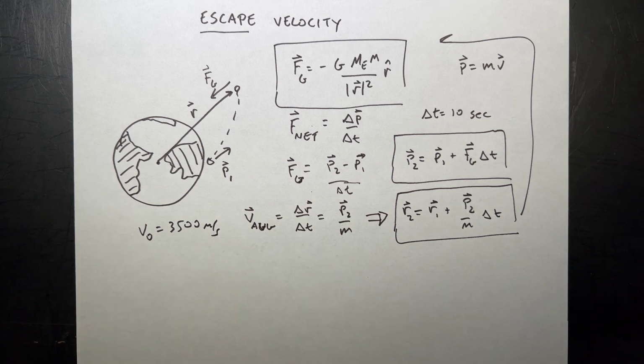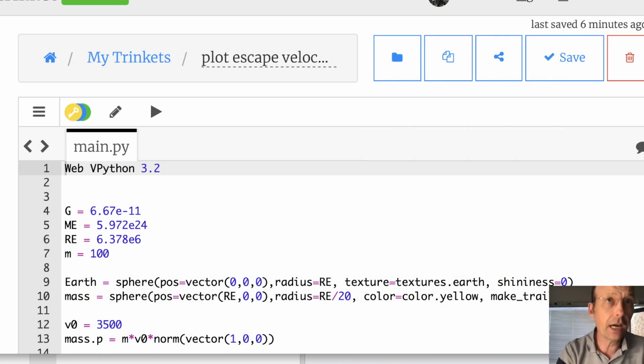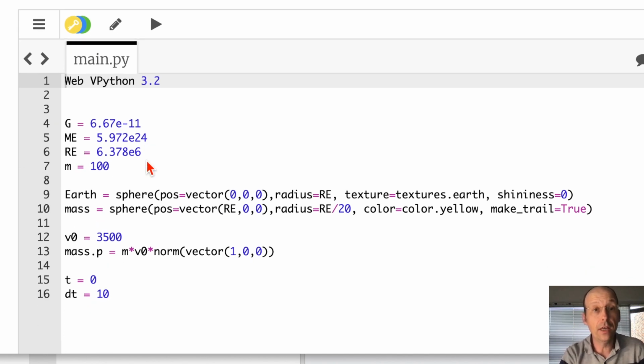And let's see what it does. And then we can try changing the speed and doing some other stuff. So switching over to Python, I really want to make a graph. That's what I'm going to do. So I've already got a bunch of stuff in here. Let me tell you what I have.